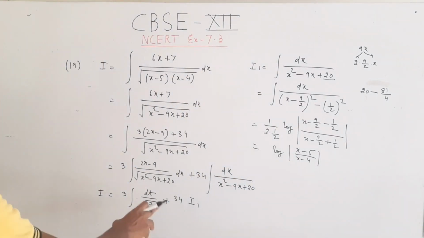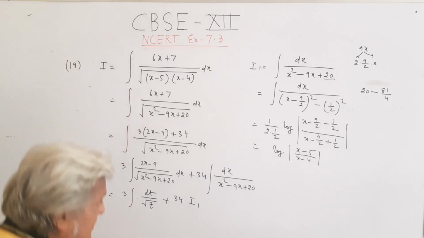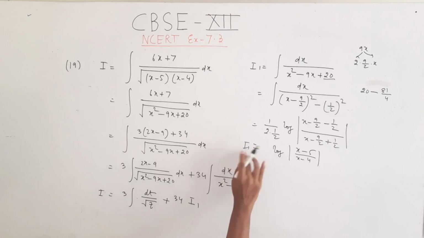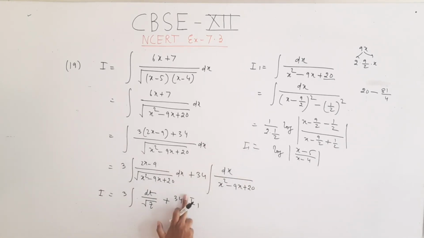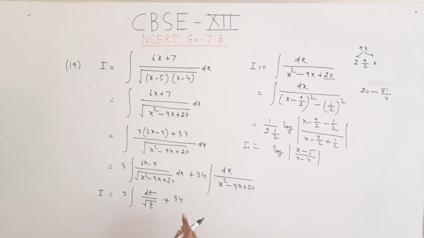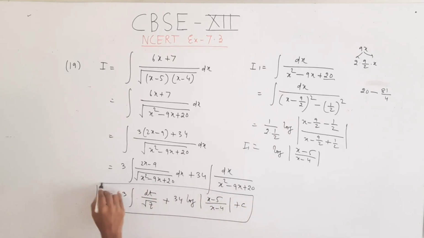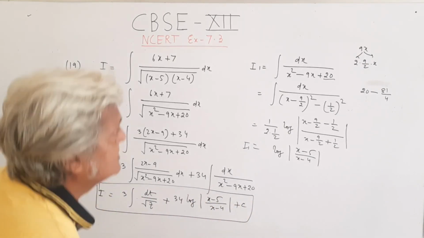Now I go down to the bottom, and at the place of this I1, I will write this value. So let me remove this I1. This is done, and 3/4 log mod x minus 5 over x minus 4 plus c, and this is the answer. So this is done.